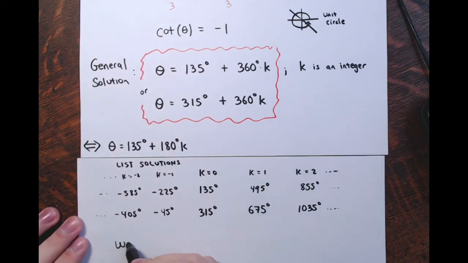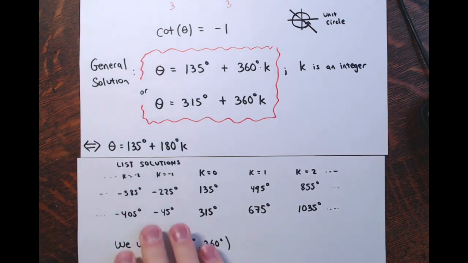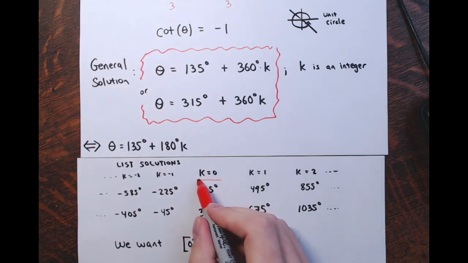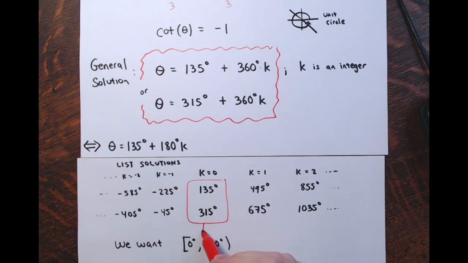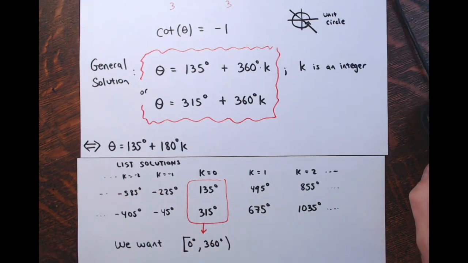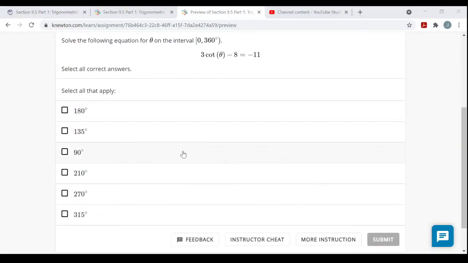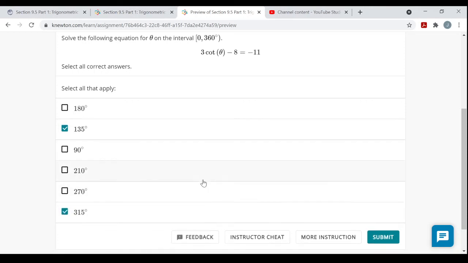But they want this, right? We want the value of theta to be from 0 degrees to 360 degrees, but not including 360. So when you're looking at all these solutions, the only ones that solve the equation and are also in this range here are 135 degrees and 315 degrees. All these are too big, all these are too small. All right, so back on my problem here. They asked to select all that apply. We said 135 and 315.